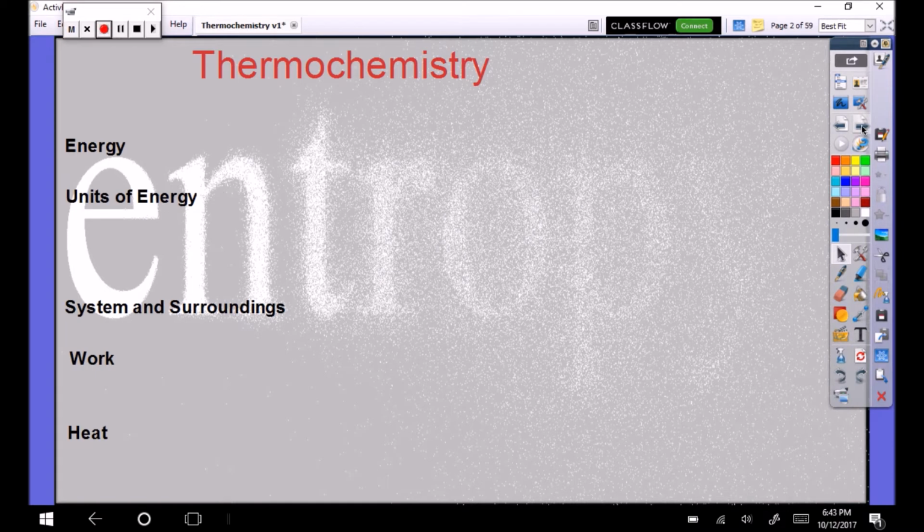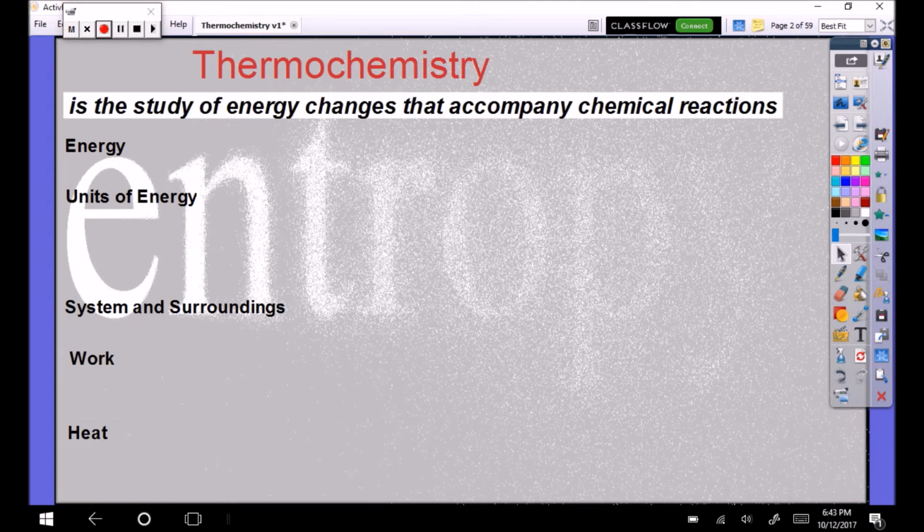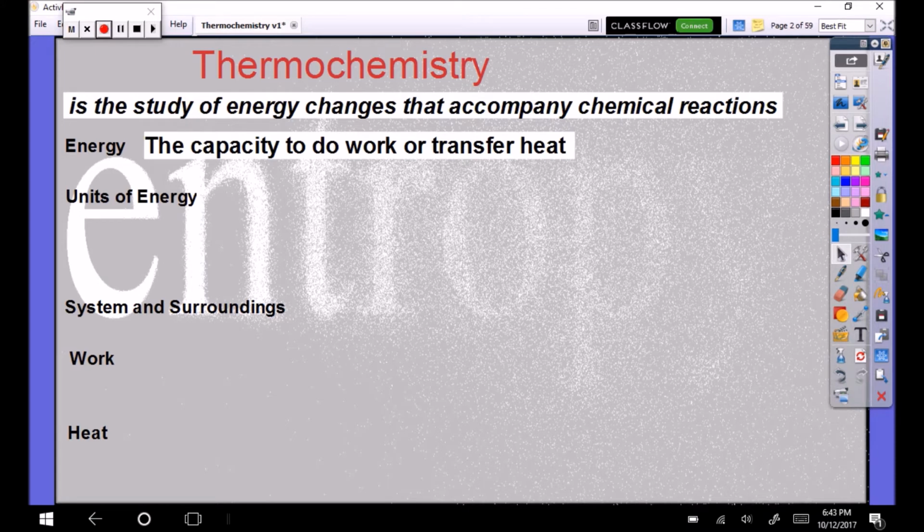Okay, so thermochemistry. Thermochem is the study of energy changes that accompany chemical reactions. That we know. When we're talking about energy, we're talking about the capacity to do work or to transfer heat. And there are a couple of different units we use for energy.